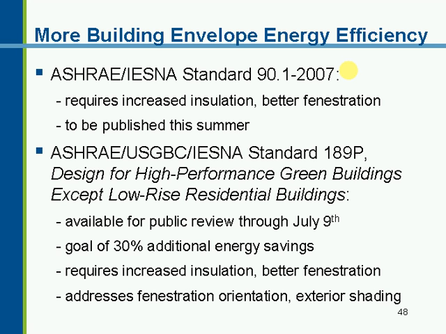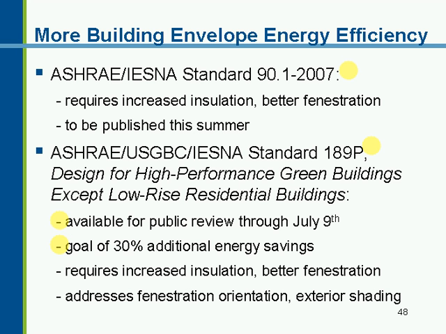Another document that goes even further, though, is Draft Standard 189, which is being developed by ASHRAE and IESNA in cooperation and coordination with the U.S. Green Building Council. And this is the design for high-performance green buildings. This document is out for public review right now. You can download it from the ASHRAE website, and it'll be out for public review through July 9th. Here the goal is to achieve 30% additional energy savings. So in addition to the better insulation in windows, it also addresses the fenestration orientation and exterior shading.